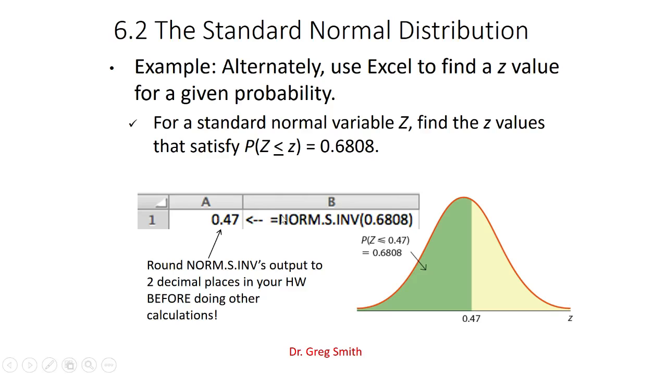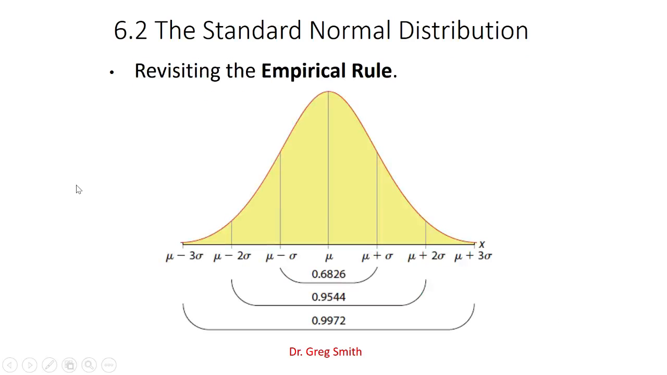NORM.S.INV, that's the normal distribution for the standard normal, and I'm taking the inverse. Remember, DIST is probability, INV gives us the output. This gets us to the empirical rule, because remember I was just describing to you, well, I knew it was a little bit above 0.